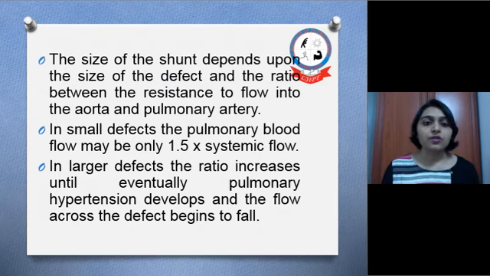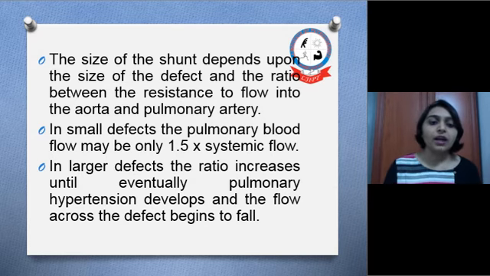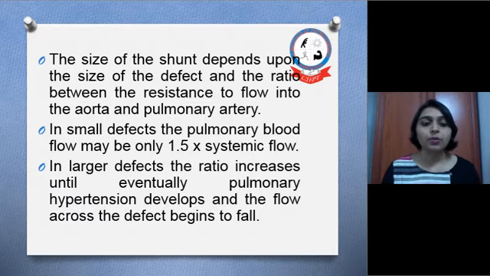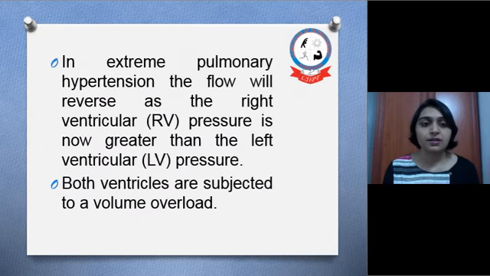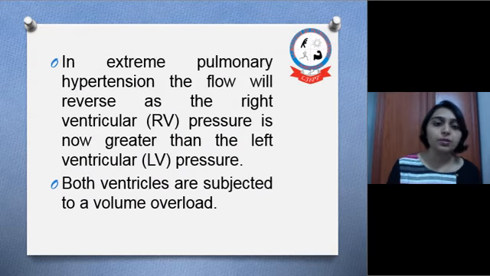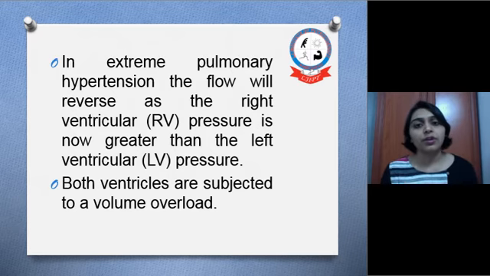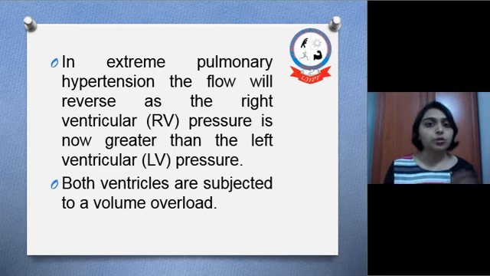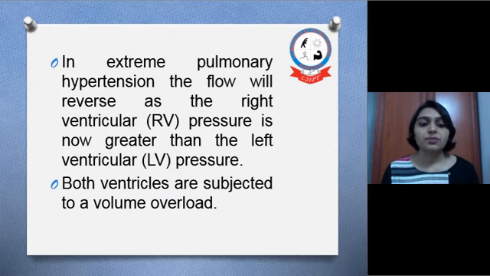The size of the shunt depends upon the size of the defect and the ratio between the resistance to flow into the aorta and the pulmonary artery. In small defects, the pulmonary flow may be only 1.5 times the systemic flow. In larger defects, the ratio increases until eventually pulmonary hypertension develops and the flow across the defect begins to fall, as we discussed. In extreme pulmonary hypertension, the flow will reverse as the right ventricular pressure is now greater than that of the left ventricle. So there will be a right to left shunt. Both ventricles are subjected to volume overload at that time.